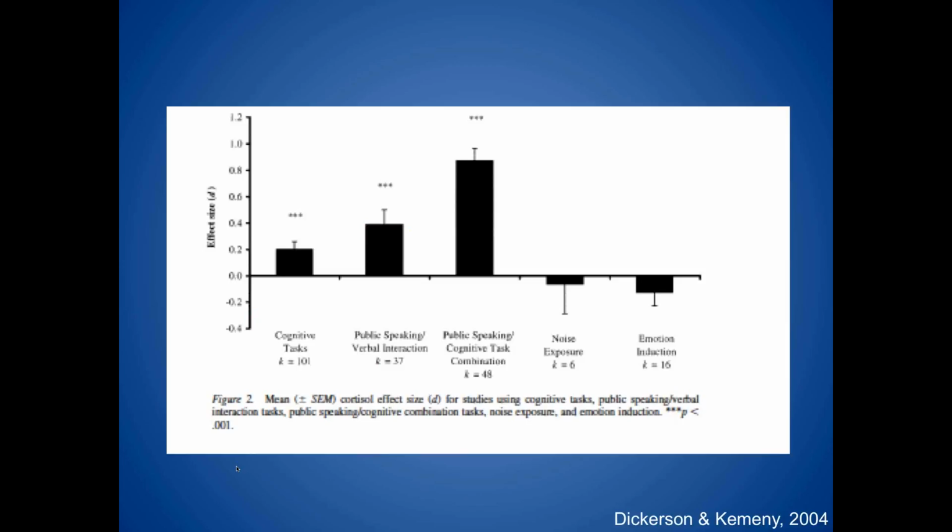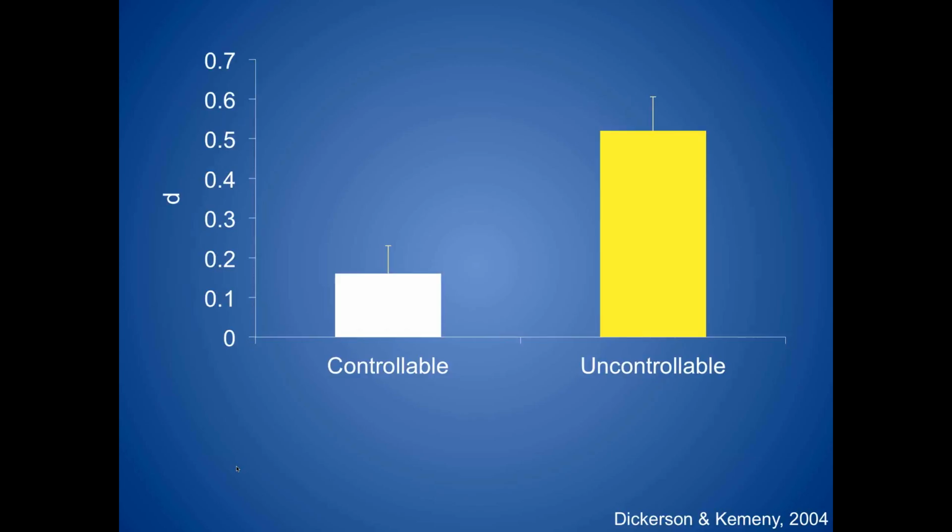One thing that's really important to note is that not all tasks elicit cortisol to the same degree. There have been many different types of tasks that have been used in the literature, and some are much more effective than others. So this is data from the meta-analysis showing that on average, cognitive tasks, public speaking tasks, and public speaking cognitive combination tasks can effectively elicit cortisol reactivity, whereas other types of procedures like noise exposure and emotion induction are less reliable in that regard. So picking a task that is capable of eliciting cortisol reactivity is an important thing to consider.